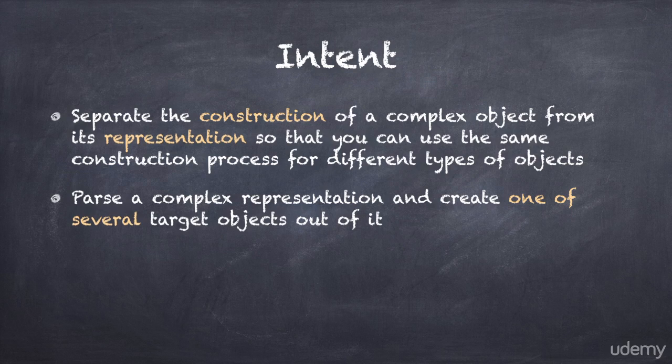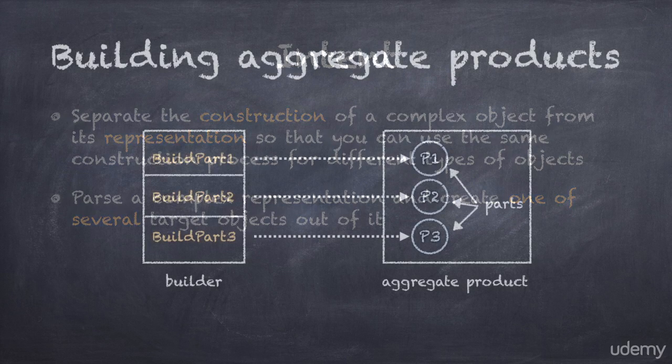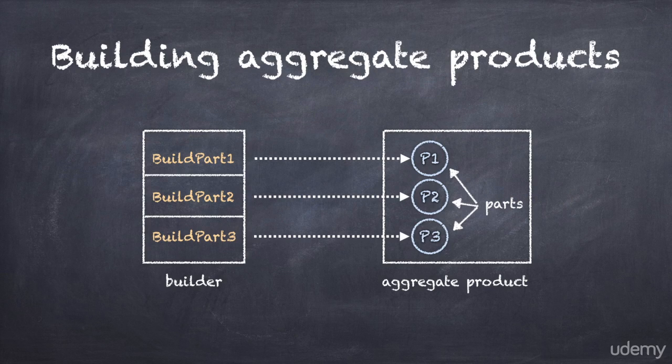So, in the first case, you have some kind of complex object. In the terminology of this pattern, we call the object a product. Usually, the product will be an aggregate object, meaning it is an object composed of two or more child objects. We call these child objects parts. There are a lot of possible permutations of parts.